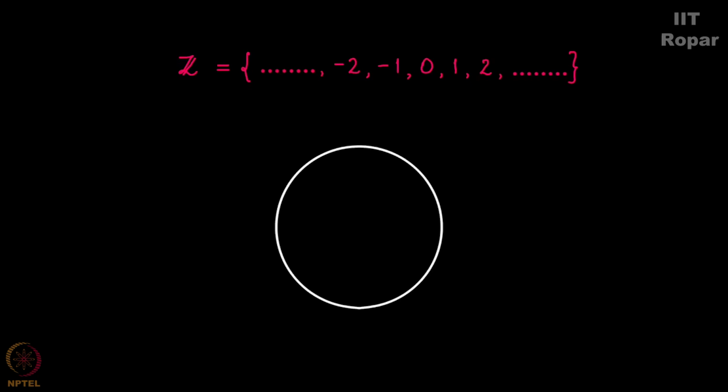We have seen that integers have these elements 0, 1, 2, and so on in the positive side, and in the negative side -1, -2, and so on. This is quite familiar to all of us. Now, let me show you something. Consider this circle. Just go on observing what I'm going to write now.